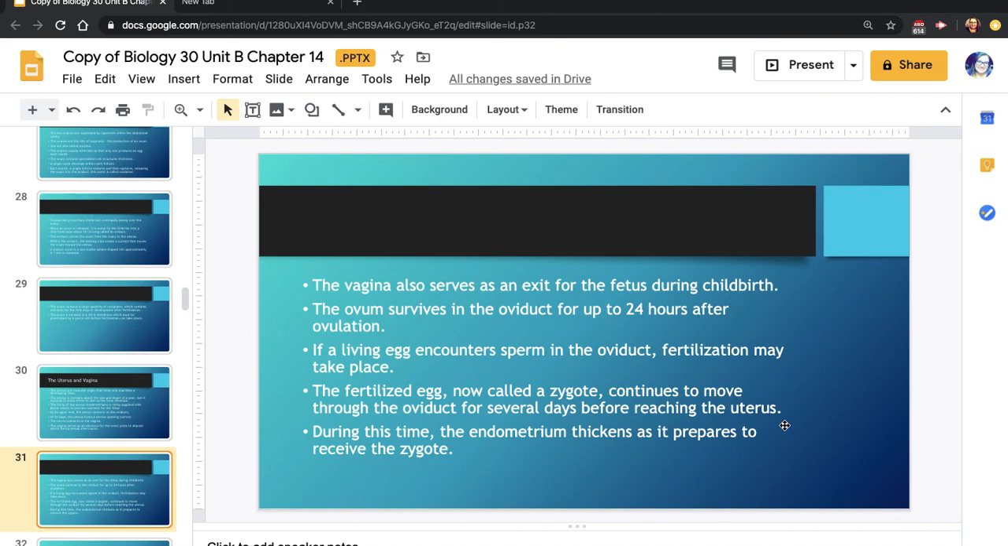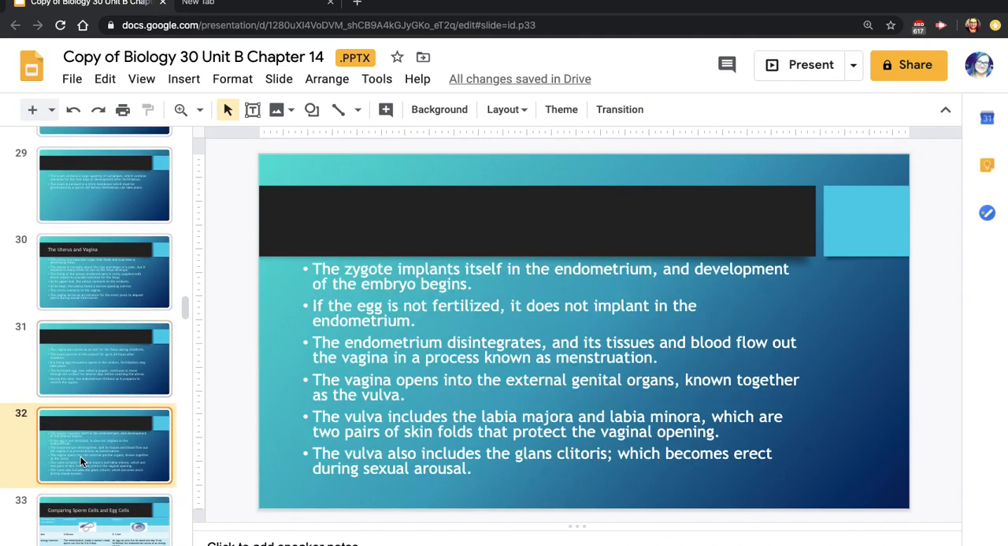So once the sperm is able to fertilize the egg, the uterus is going to start to thicken its wall and get ready for the zygote to implant in the wall there. The zygote will implant itself in the endometrium and development of the embryo begins. If the egg is not fertilized, it does not implant in the endometrium.